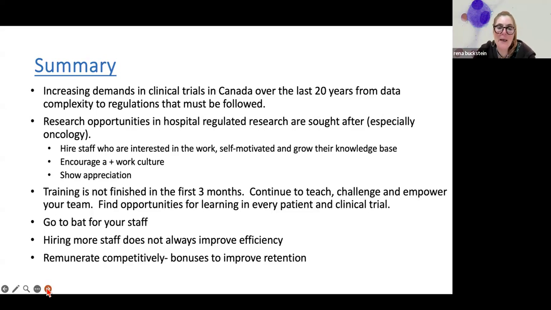And then remunerate competitively. There are often opportunities. In Sunnybrook, there's a pay schedule that you have to adhere to for various different titles, but we also have the leeway and flexibility to provide bonuses to improve retention at our own discretion.